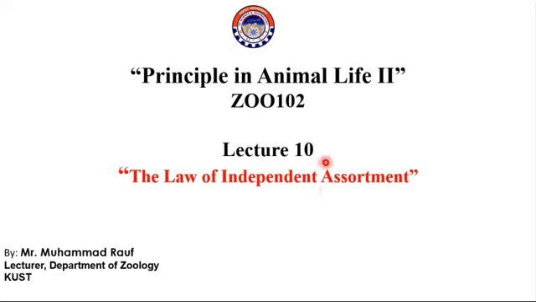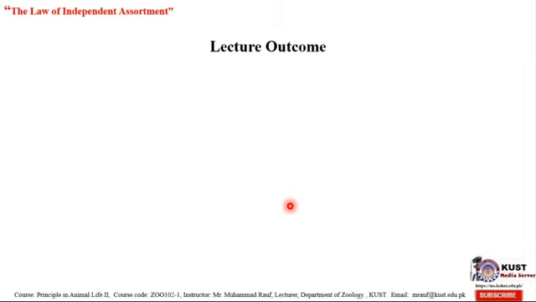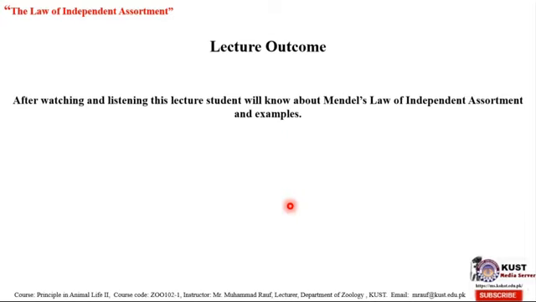This is lecture number 10. The topic is the Law of Independent Assortment. The agenda for the topic will be the Law of Independent Assortment. Lecture outcome: after watching and listening to this lecture, students will know about Mendel's Law of Independent Assortment and examples.